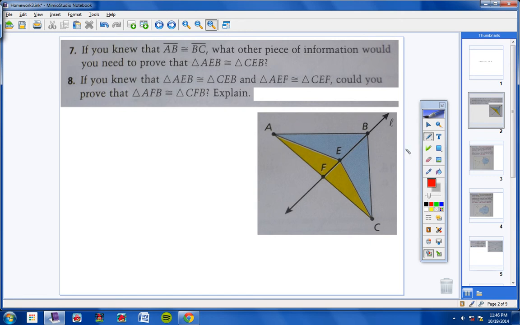If you knew that triangle AEB, I'll highlight that in red for you, was congruent to triangle CEB, and you also knew that triangle AEF, I'll highlight that in green for you, was congruent to triangle CEF, then could you prove that this big triangle right here is congruent to this big triangle here? Okay, so let's take a look at that and see if we can, okay?